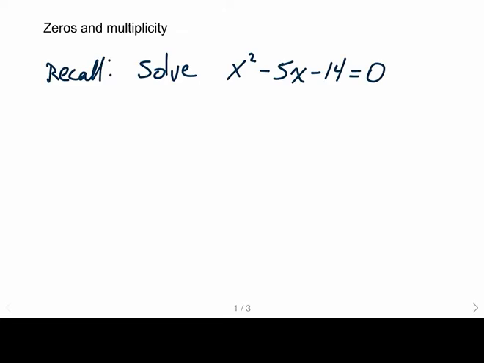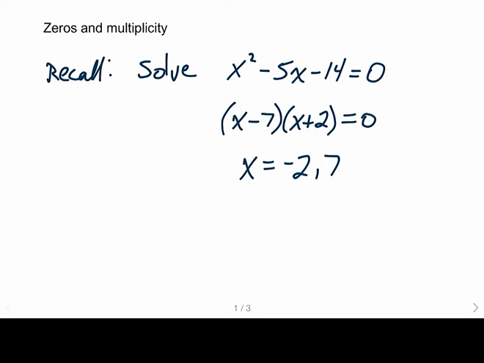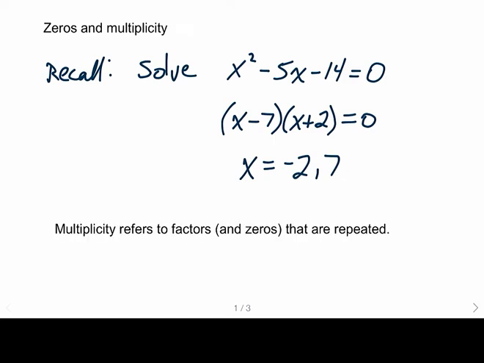This session is about zeros and multiplicity, and to start this topic we're going to recall how to solve an equation like x squared minus 5x minus 14 is equal to 0. We would first factor the expression on the left hand side, x minus 7 times x plus 2, and then setting each factor equal to 0, come up with the solutions, or zeros, x equals negative 2 or 7. The point of this is that factors and zeros are closely related.